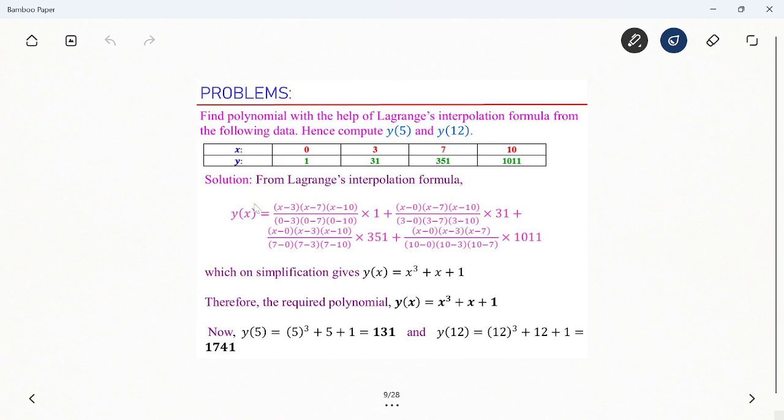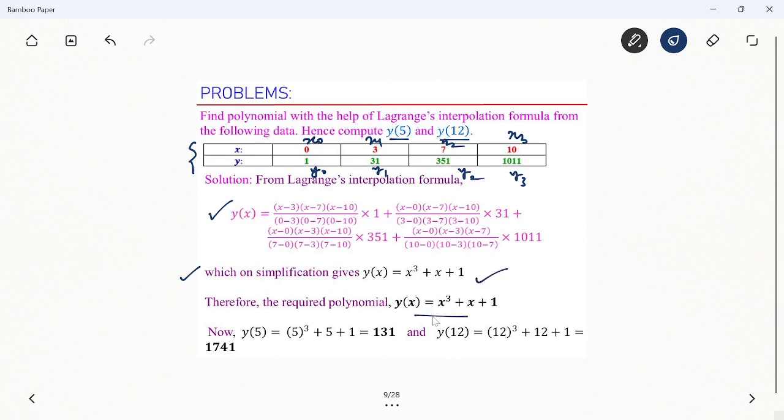Here is another problem. Find the polynomial with the help of Lagrange's interpolation formula from the following data. We have to find f of 5 and f of 12. This is the data set. This is x0, x1, x2 and x3, and this is y0, y1, y2 and y3. Then from Lagrange's interpolation formula, we find y(x). This is the formula. After simplification, we get x cube plus x plus 1.